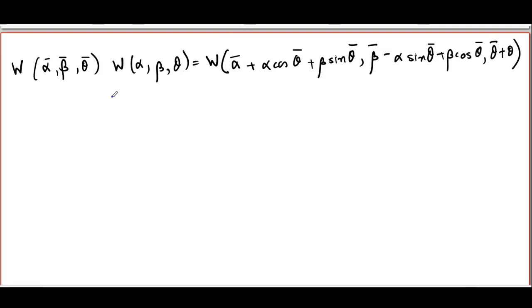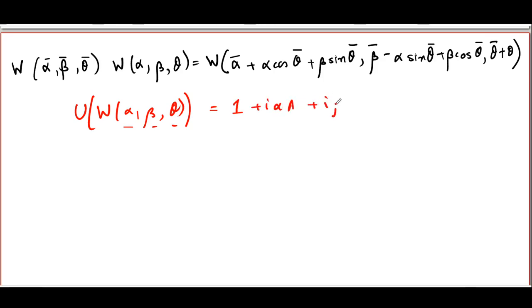Of course, what we are going to say is, if W alpha beta theta is describing an infinitesimal transformation, that is, if alpha, beta, theta were infinitesimal, then this corresponding operator U of W alpha beta theta would simply be identity plus I alpha A plus I beta B plus I theta J3, and we are going to proceed from there. But before we do that, let me just introduce to you the inverse of a particular W, that is, the parameters which describe the inverse of W alpha beta theta, and that is pretty straightforward.